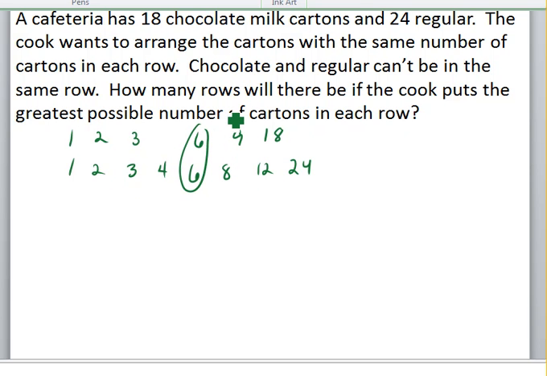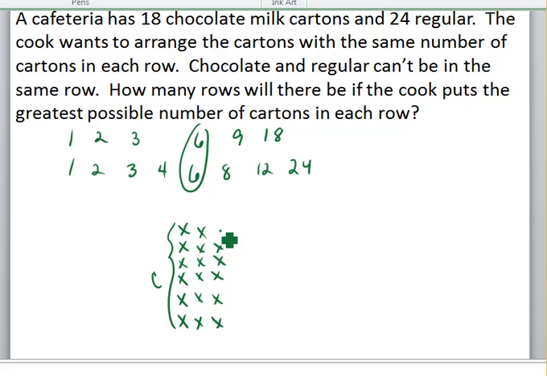What does that tell me? Well, that I'm going to put 6 cartons in a row. So what that means is that I might have 6 chocolate cartons in a row, and then I'd put another 6 chocolate cartons, and then I'd put another 6 chocolate cartons. And so there would be my 18 chocolate cartons right here.